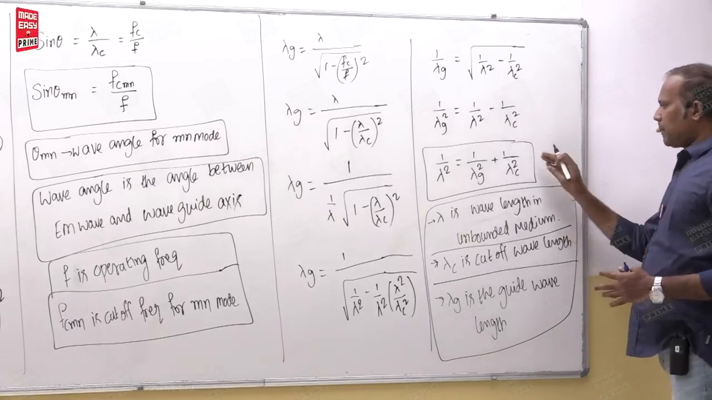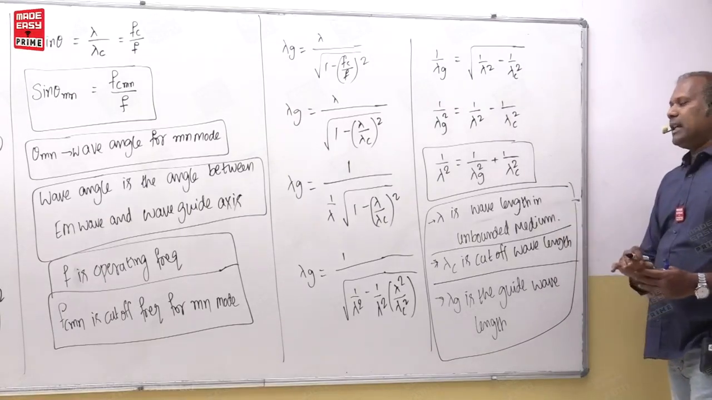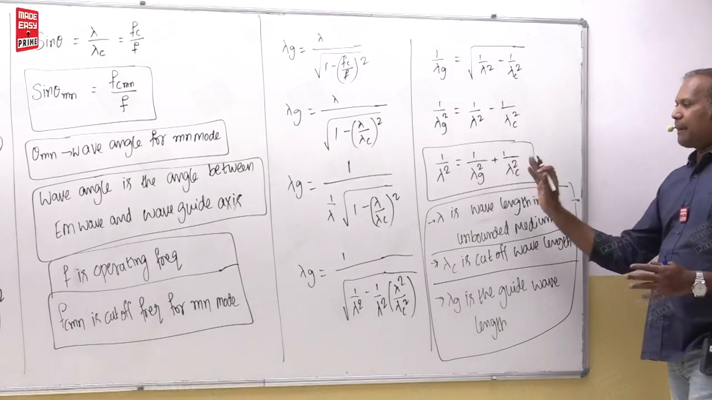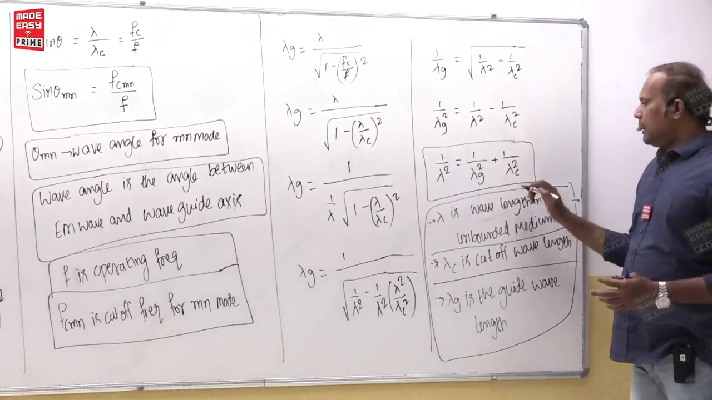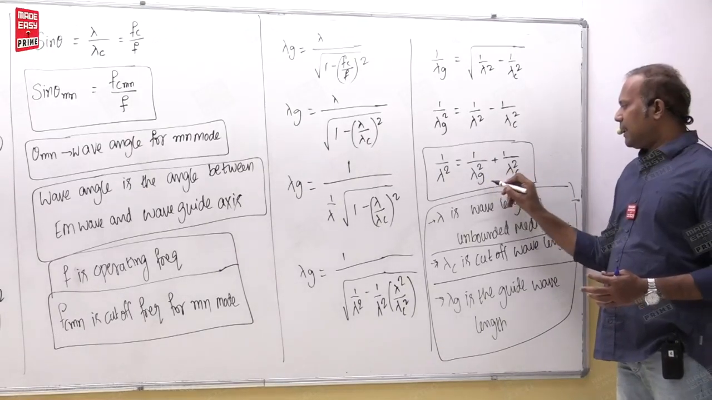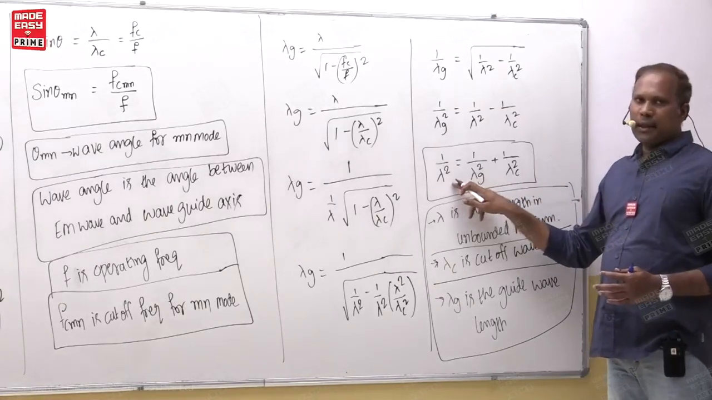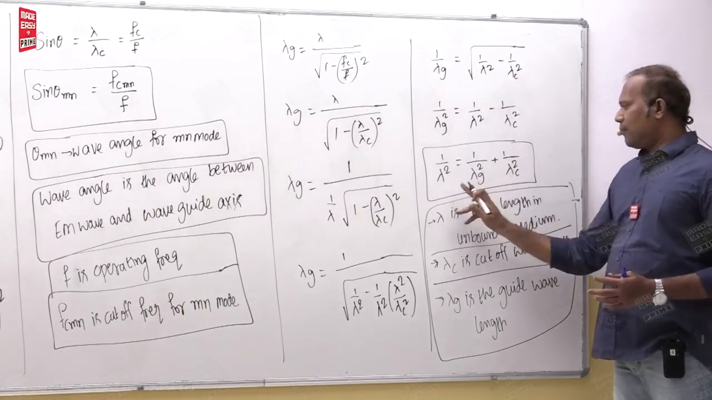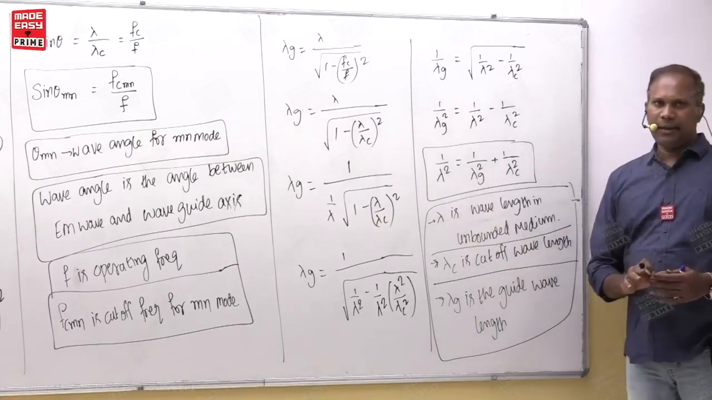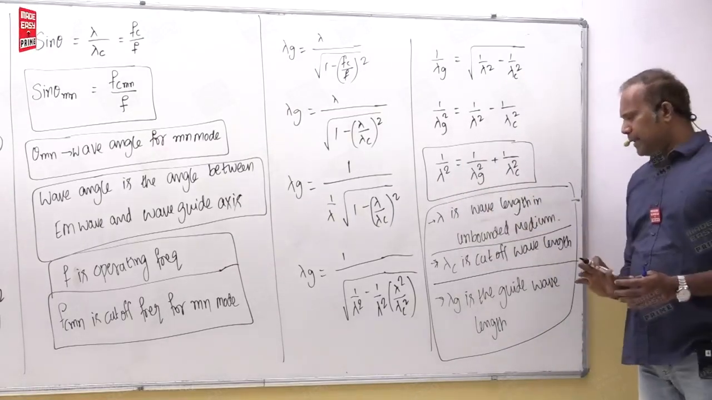You remember this equation. So this is the equation which gives relation between lambdas. How do you remember this? Suffix g and suffix c terms are on one side, and without suffix on the other side. It is nicely formed here.